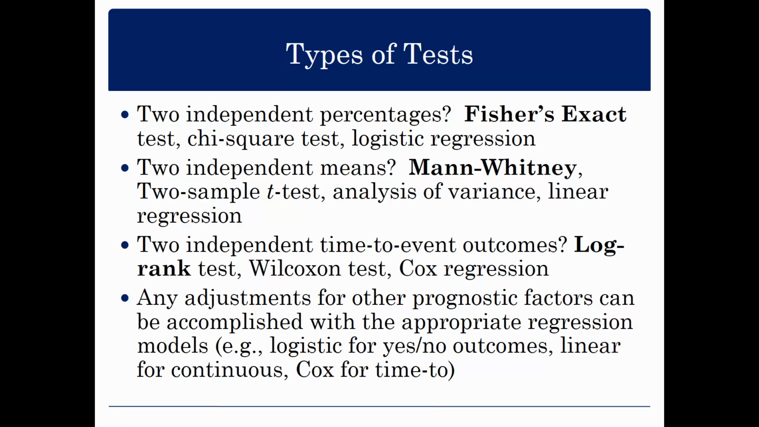And then two independent time-to-event outcomes. So this is survival analysis. Very often you see the log rank test, which is a non-parametric test, by the way. But you can also do Cox regression, which is actually modeling risk over time. And of course, any of the adjustments to the treatment effects that you might want to incorporate in the modeling process can be done with regression models.